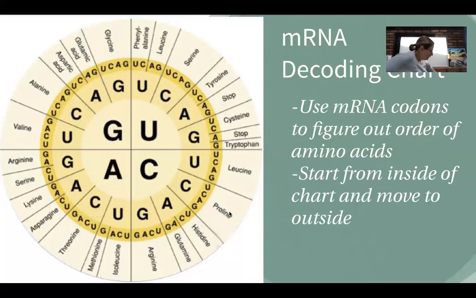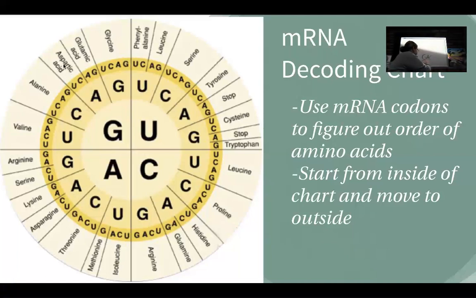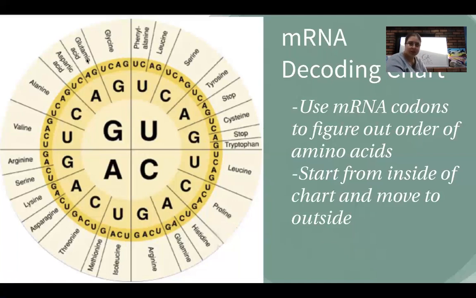All right. So again, we have GAC. If you look at the chart, starting in the middle, we have G, A, C. That's aspartic acid. But what if I have GAG? G, A, G, glutamic acid. So again, we see a little bit of a difference.